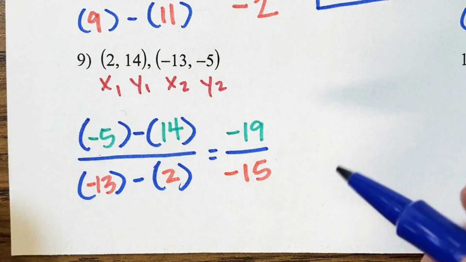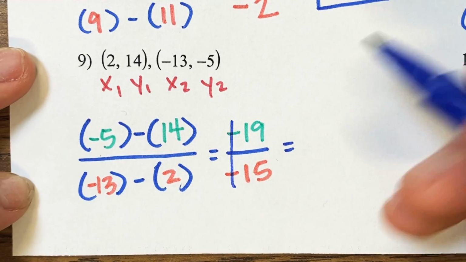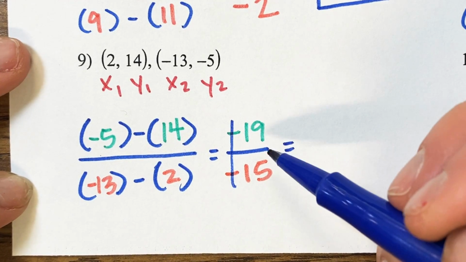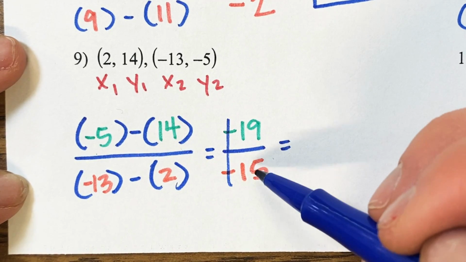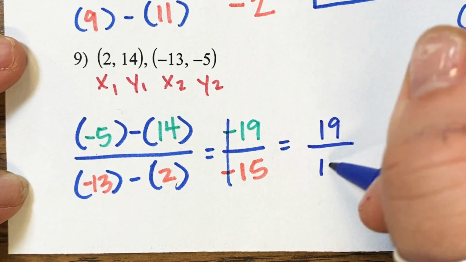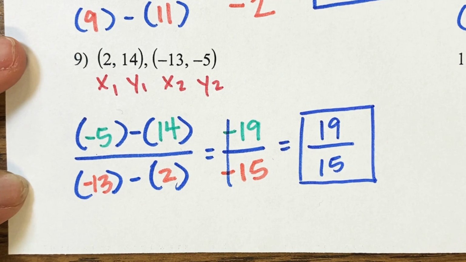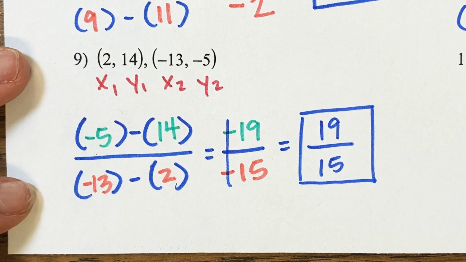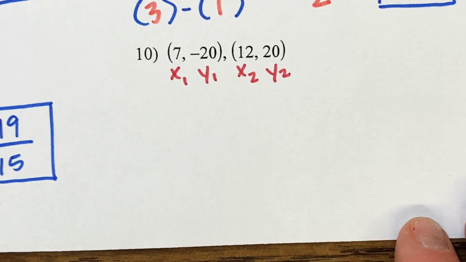Okay, well, the only thing that can reduce here is we know that a negative divided by a negative turns into a positive. Okay, well, 19 and 15 don't have any common factors. Nothing goes into 15 that also goes into 19. So it just stays 19 over 15. And there's our answer.